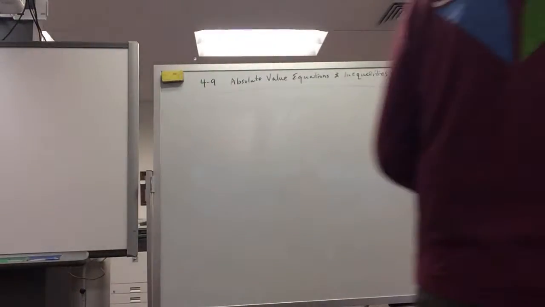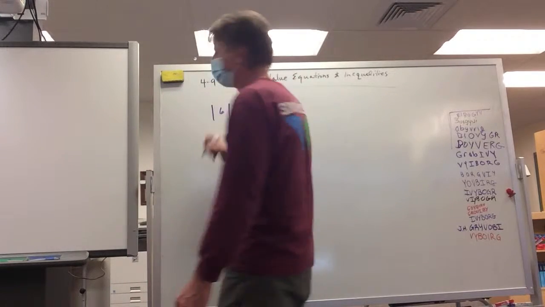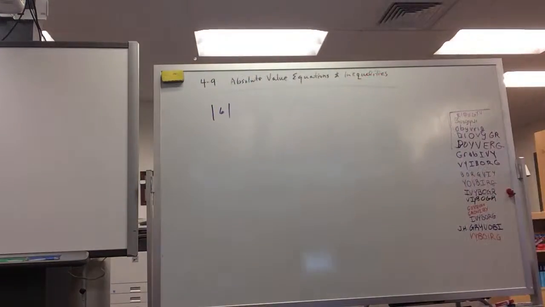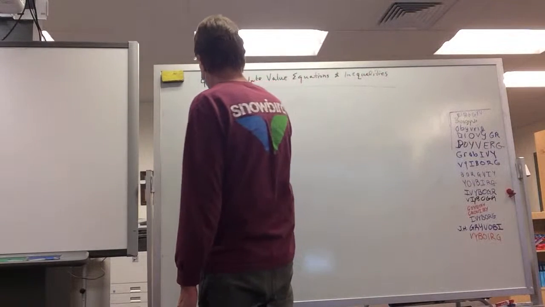But it is what it means. So these are the bars that we use, and we put a number on the inside. The bars, this is important, are like a grouping symbol. They're like parentheses.